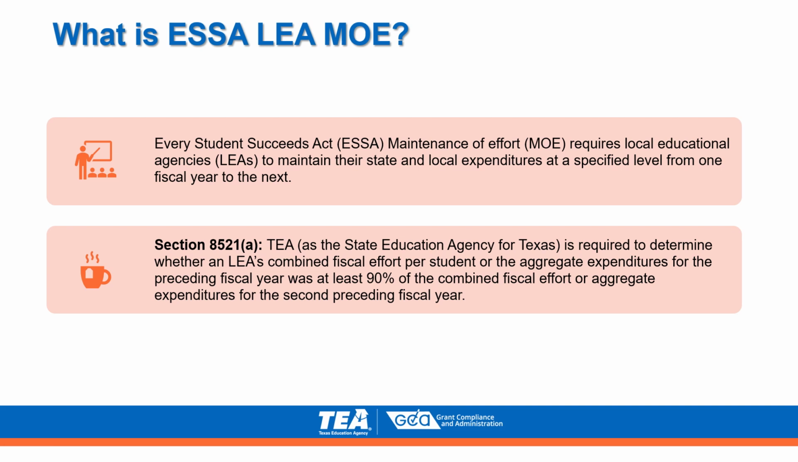In other words, to receive funds under a covered program, an LEA must maintain a minimum of 90% of its expenditures for public education from state and local funds from one year to the next. If the percentage of state and local funds expended in the year under determination is less than 90% of what was expended in the prior fiscal year, the LEA's ESSA allocations for the upcoming fiscal year will be reduced in the exact proportion by which the LEA did not meet the MOE requirement.